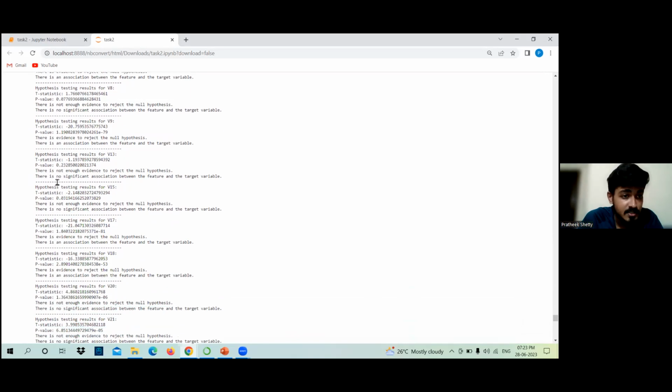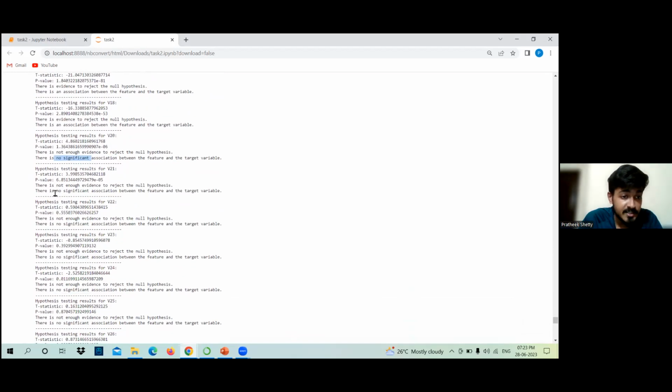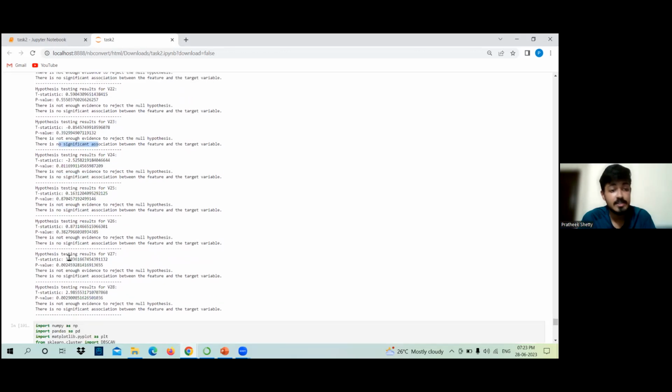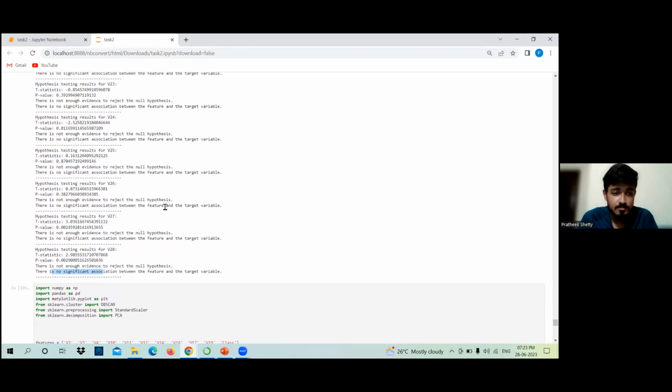Here you can see V13, V8, V15, V20, V21, V22, V23, and so on till V28 all show no significant association with the target variable class.